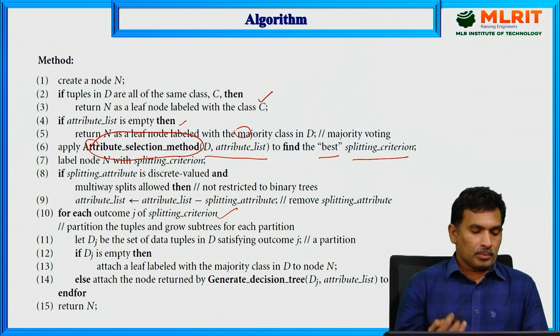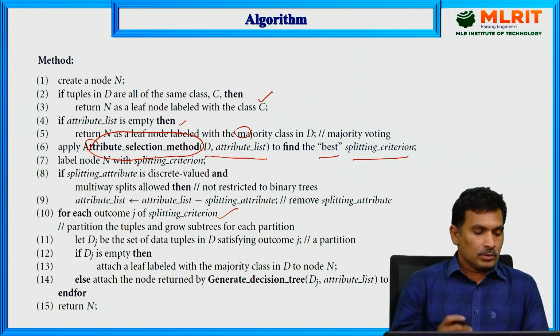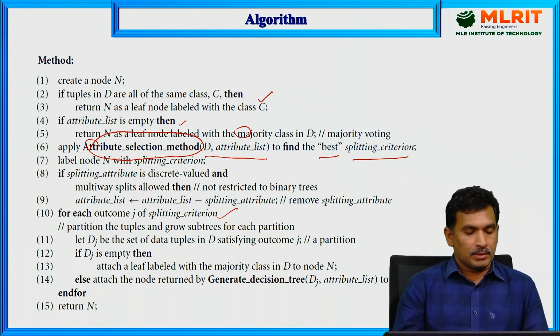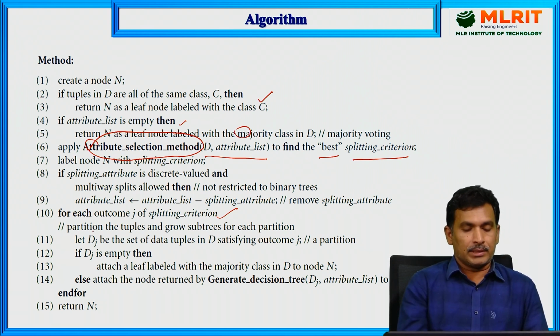So suppose there are three categories or three outcomes, or the tuples in the data set are divided into three partitions. Accordingly, we have to partition the tuples and grow the subtrees for each partition. Let Dj be the set of data tuples in D satisfying the outcome j.